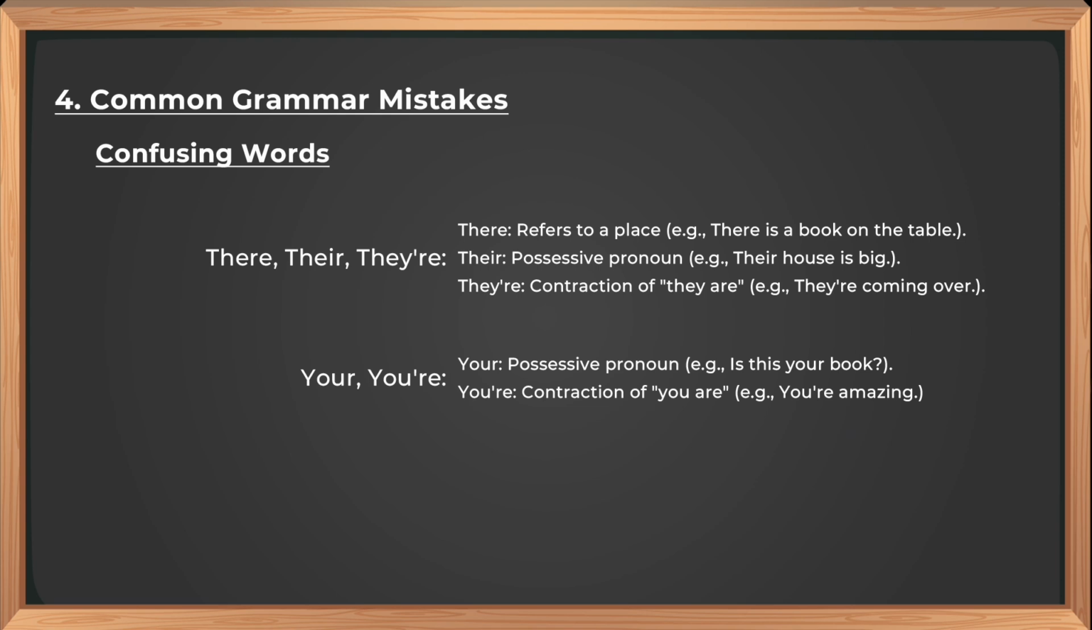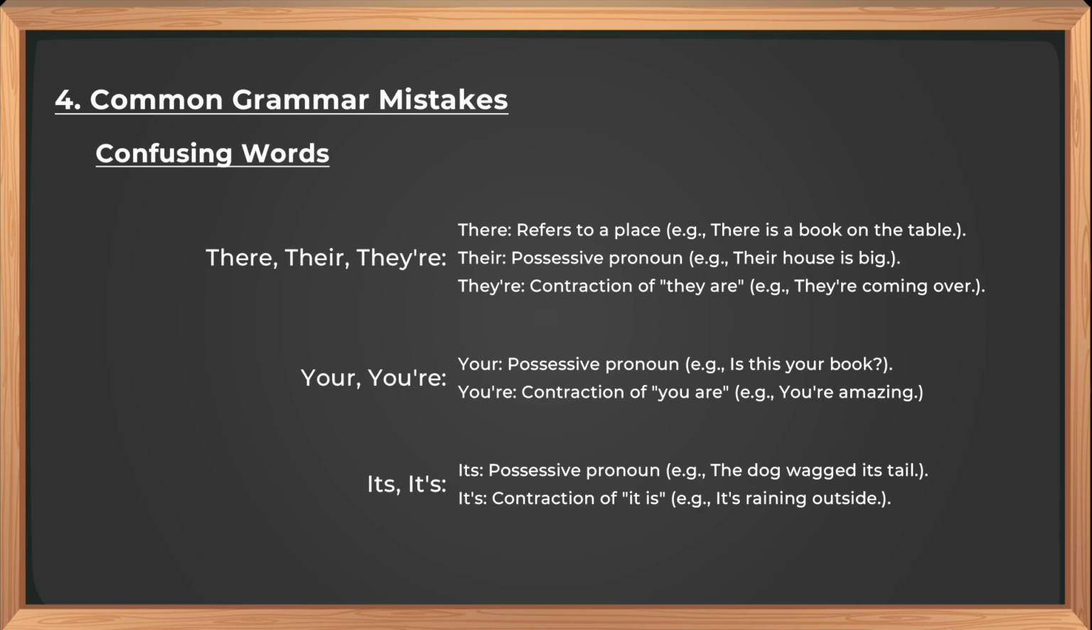Your, you're. Your is a possessive pronoun. Example: is this your book? You're is a contraction of you are. Example: you're amazing. Its, it's. Its is a possessive pronoun. Example: the dog wagged its tail. It's is a contraction of it is. Example: it's raining outside.